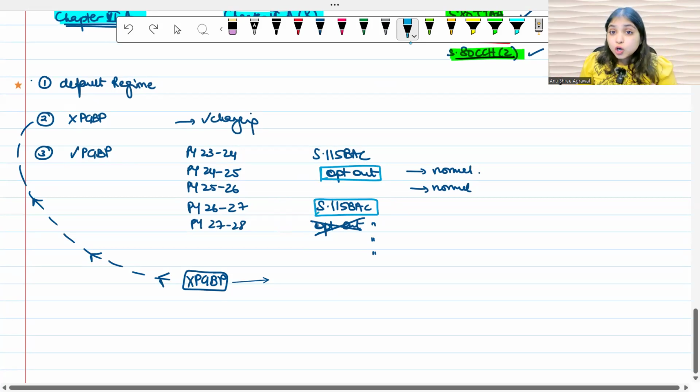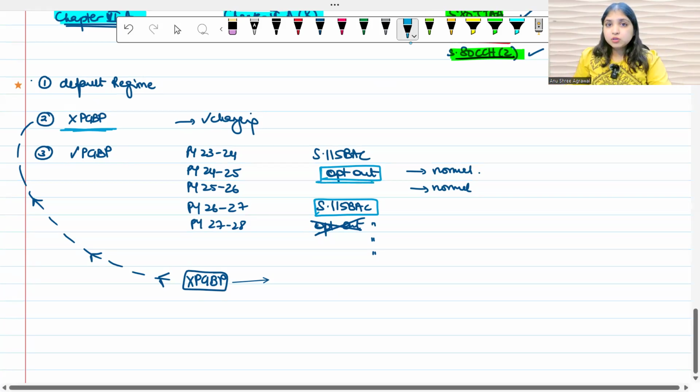If you decide to not follow 115 BSc, if you're not having PGBP, no problem. You can keep jumping with absolute freedom. But if your assessee is having PGBP, then assessee will have to think twice. Because if the assessee opts out of 115 BSc once, okay, then he can come back to 115 BSc, but he can't go back again. He can opt out once and he can come back once.